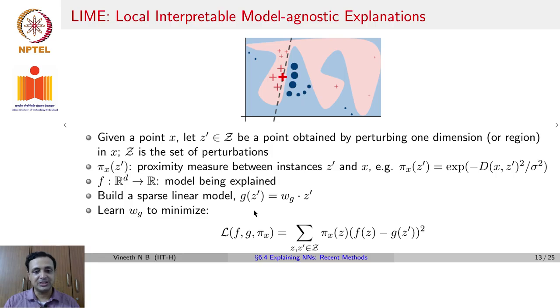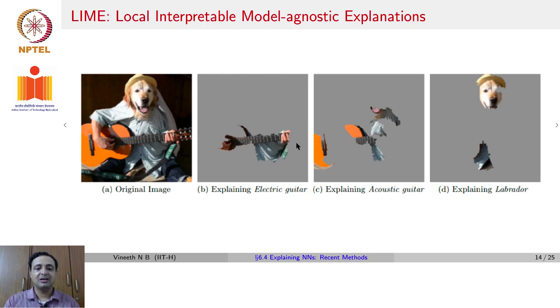In a sense, that tells you which of these Z primes is most important for a particular decision. Rather, you would be able to say that these are the regions in the image that are most important to call this image as corresponding to electric guitar. These are the regions that are most important to call this image as corresponding to acoustic guitar, and these are the regions corresponding to this image which correspond to the label Labrador.